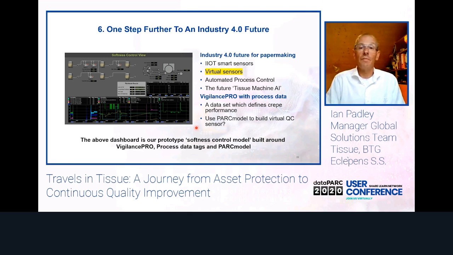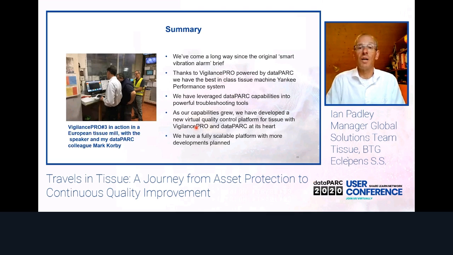So in summary then, we've come a long way since the original smart vibration alarm brief. Thanks to the Vigilance Pro powered by DataPark, we have the best-in-class tissue machine Yankee performance system, we think, globally. Moreover, we can leverage these DataPark capabilities into very powerful troubleshooting tools using the inherent capabilities of DataPark on our scorecard system. This gave us a big awareness of the future potential of this system as our capabilities grew.